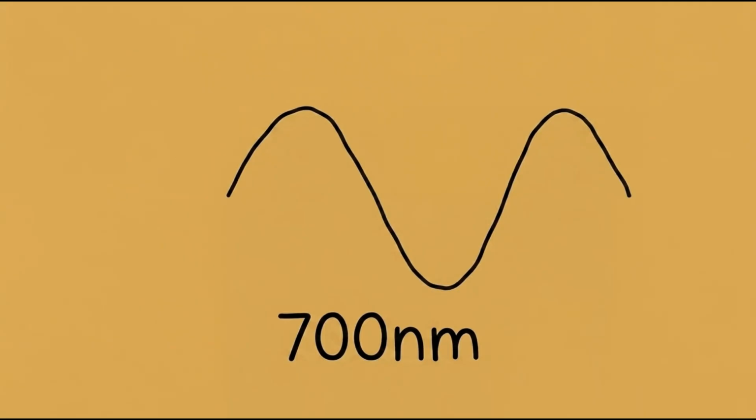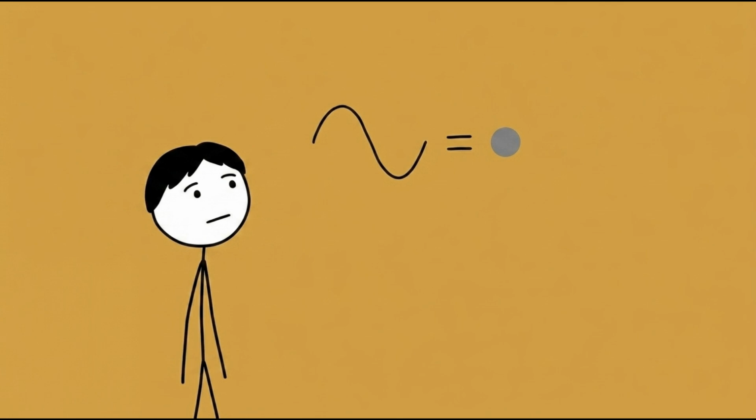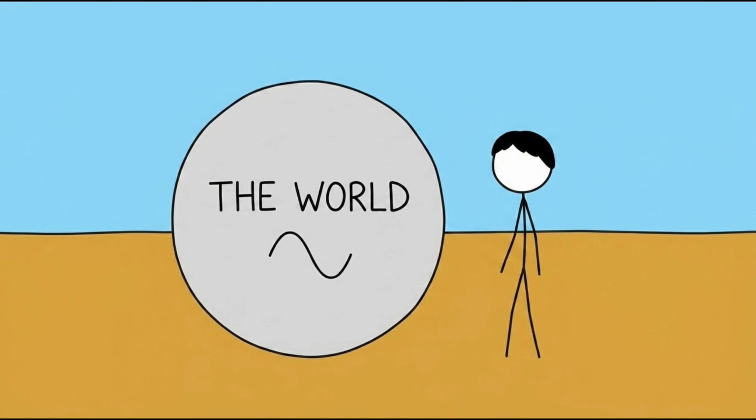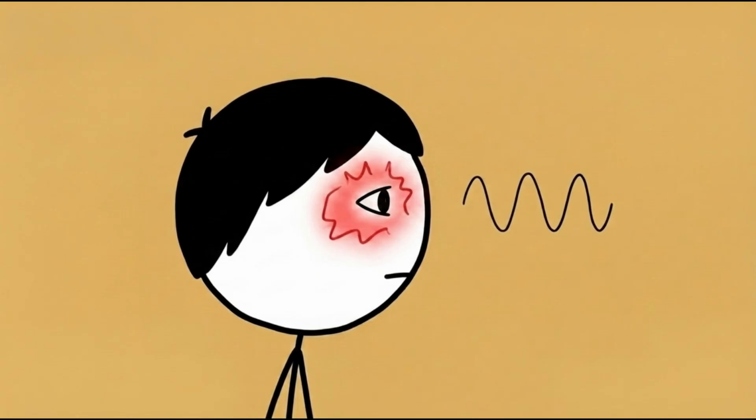The light bouncing off that object has no color at all. None. What's actually hitting your eyes is electromagnetic radiation at a certain wavelength, roughly 700 nanometers for what you call red. A wavelength isn't red. It's just a number. Color doesn't exist out there in the world. It exists somewhere behind your eyes and nowhere else.